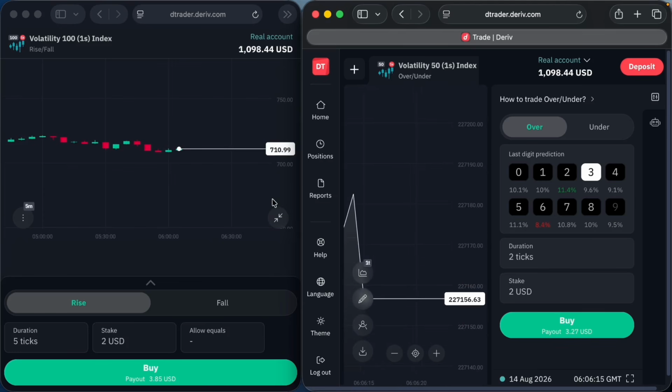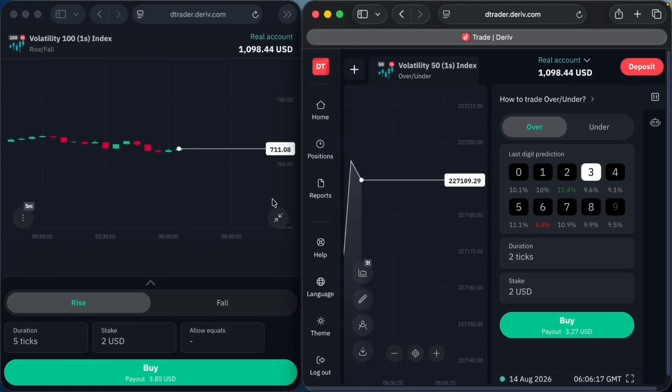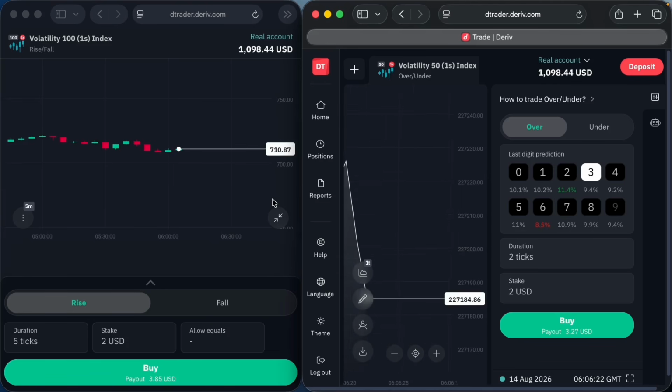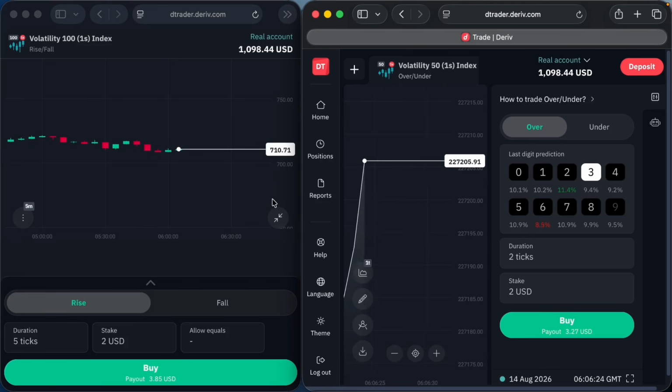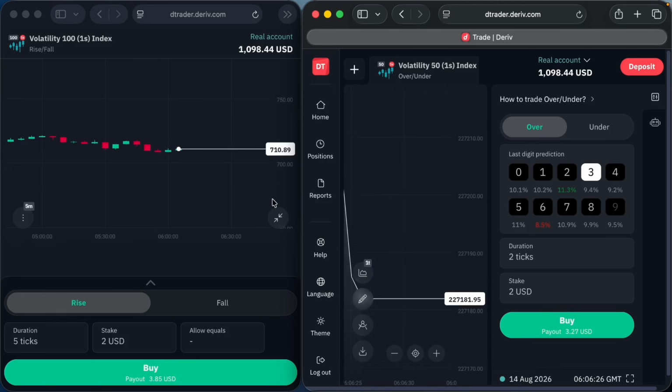Now, over-under is a digits market. Basically, you're predicting whether the last digit of the next tick will be over or under a particular barrier. For example, you have things like over 1 and under 8, over 2 and under 7, over 3 and under 6. And then you can also move into other barriers depending on the type of trading you're doing.